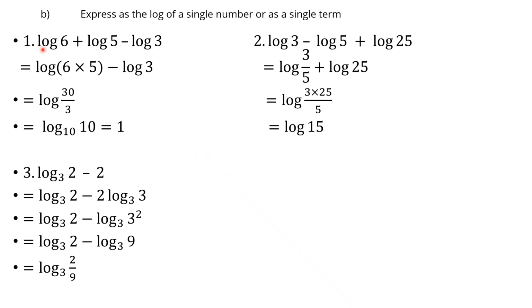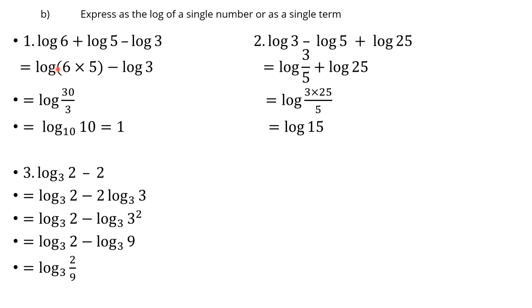Right, so we have, my apologies, log 6 plus log 5 minus log 3. We must write it either as a single log number or a single term. So plus becomes multiplication, law 1 of logs. So log of 6 times 5, minus log 3. 6 times 5 is 30. Right, and log 30 minus log 3 can be written as log of 30 divided by 3. So minus becomes division. So 30 divided by 3 gives me 10.